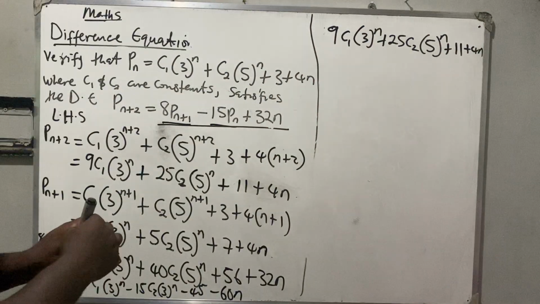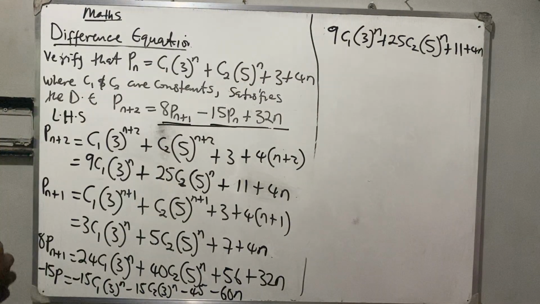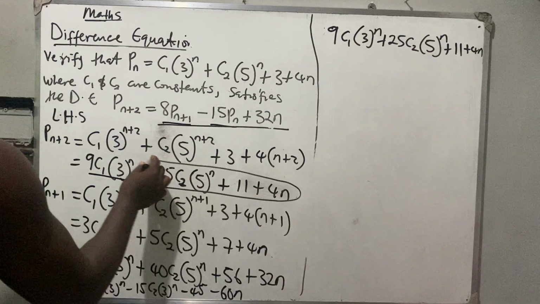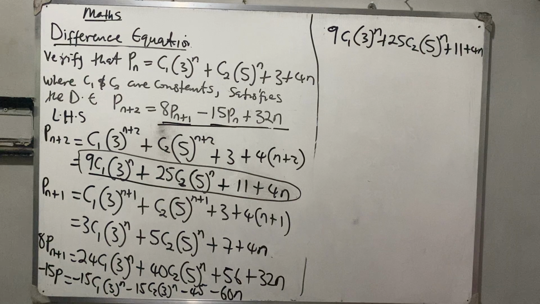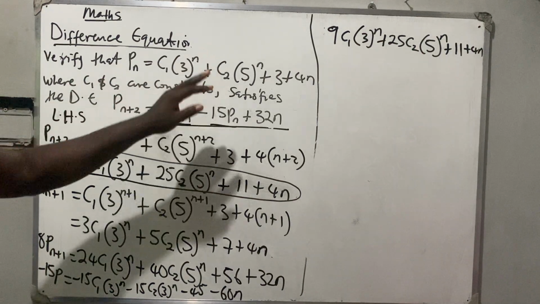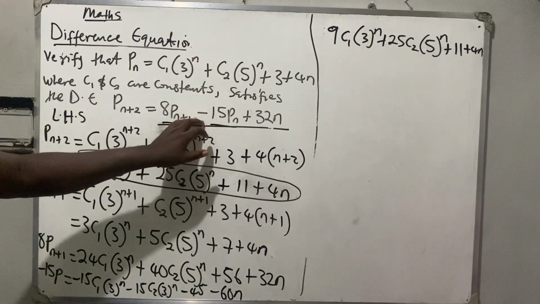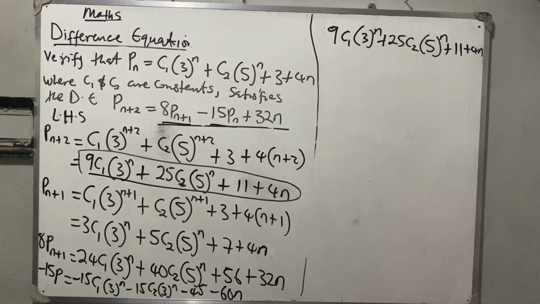Now, if you check what we got on the right-hand side, that is my right-hand side, it is exactly the same thing we got on the left-hand side. This is my left-hand side. Check it out. It's the same. So since they are the same, you will tell them that this equation solves this, or that this satisfies this. As simple as that. So write your own properly to see if it will be clear to you.